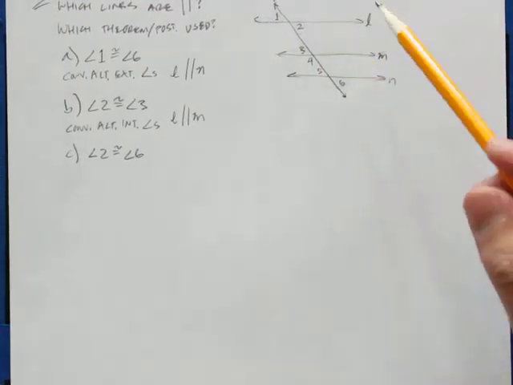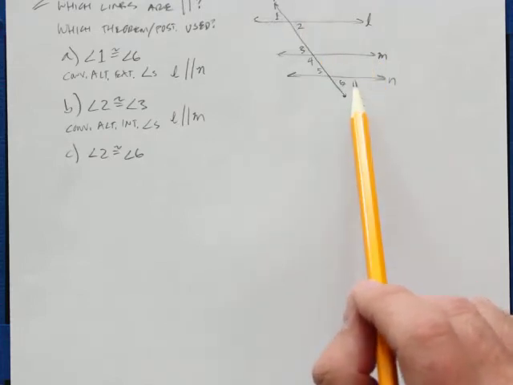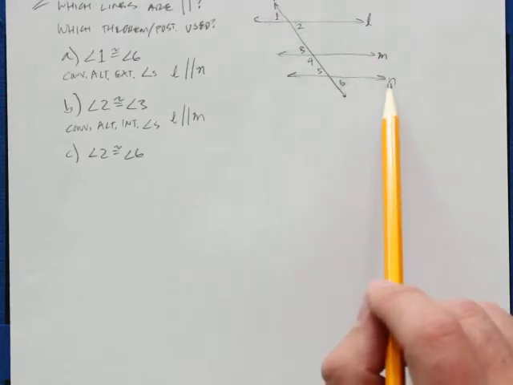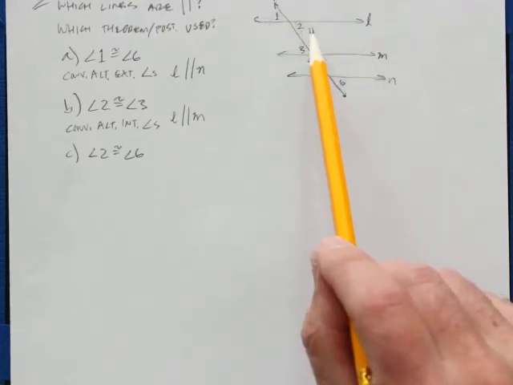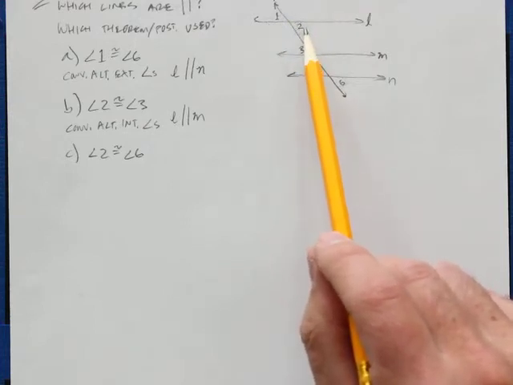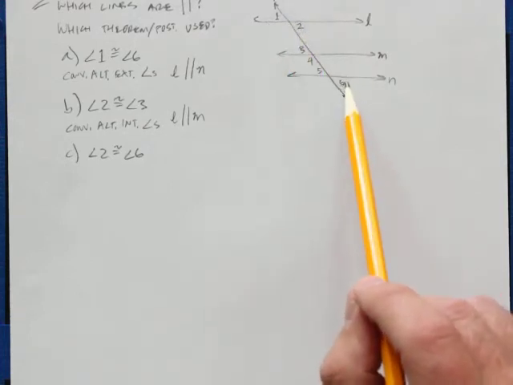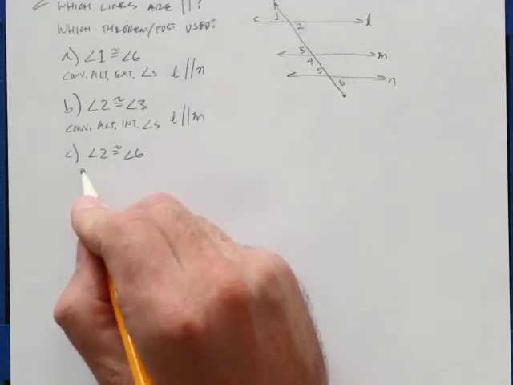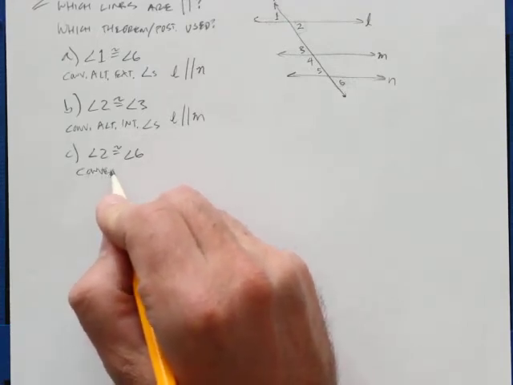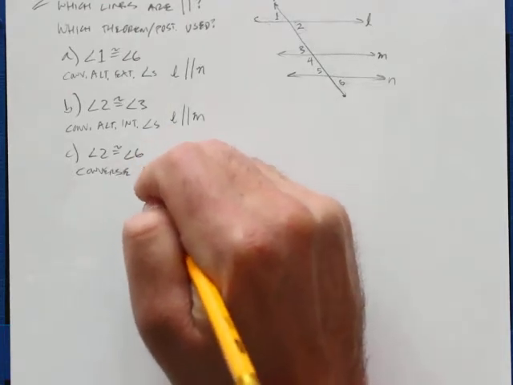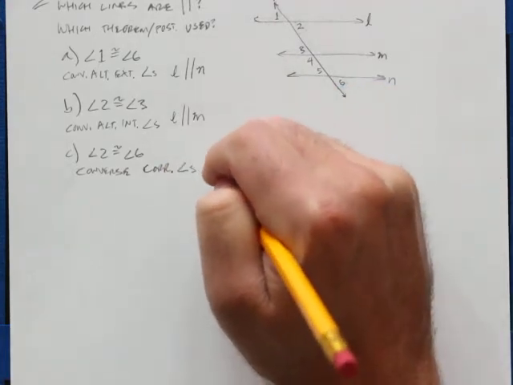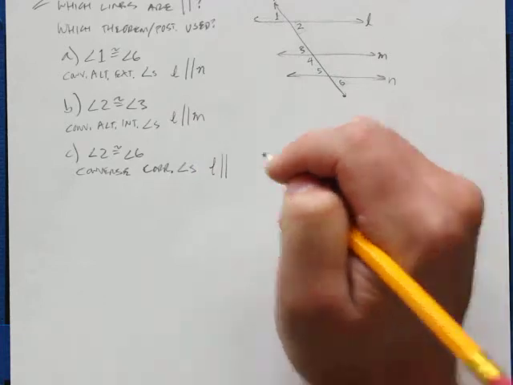Angle 2 and angle 6. So line M is not involved in angle 2 and angle 6. And so we've got line L and line N again. This time, angle 2 and angle 6, see how they are both on the lower right of the intersection? So those are corresponding angles. So I know my theorem is the converse of corresponding angles theorem, and so L is parallel to N.